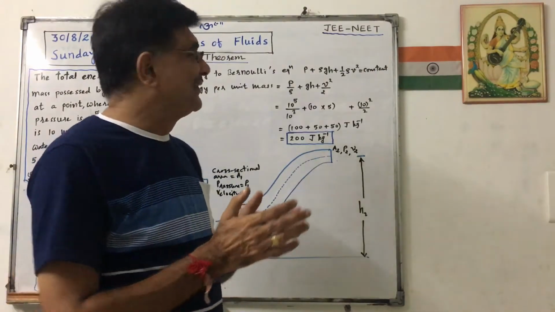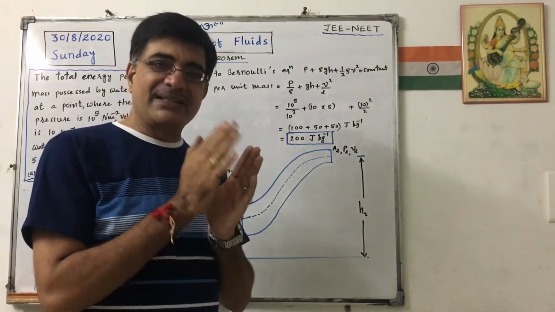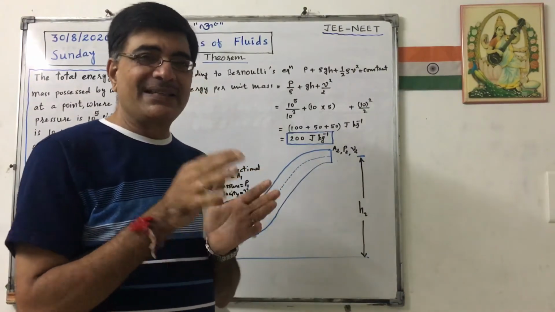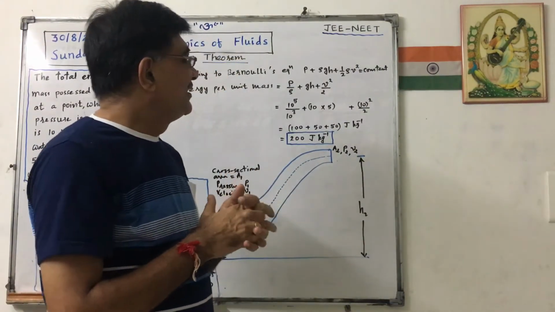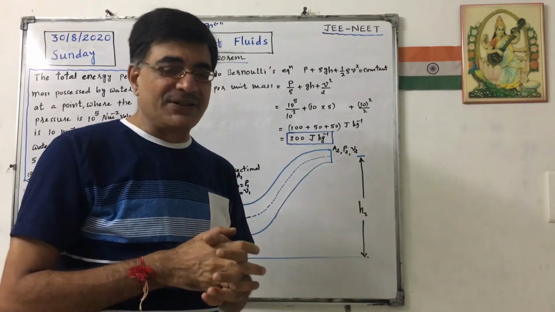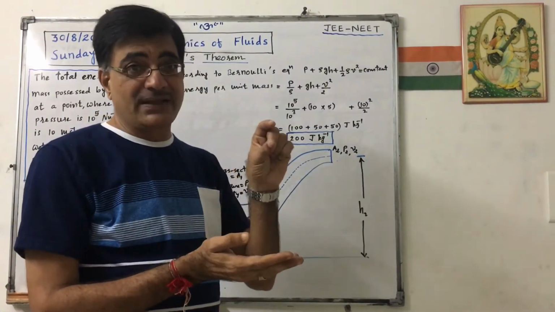So what is P? P is pressure at that cross section. Rho is density of the fluid. G is the gravitational acceleration. H is the height of that cross section.